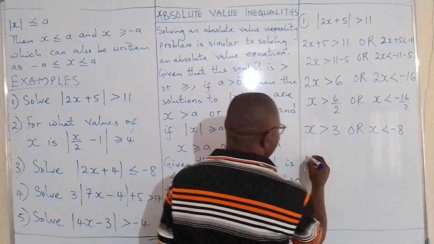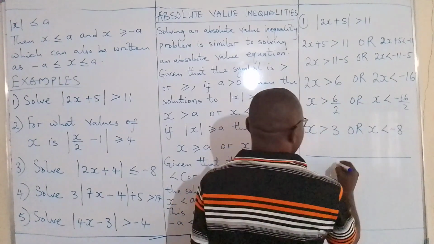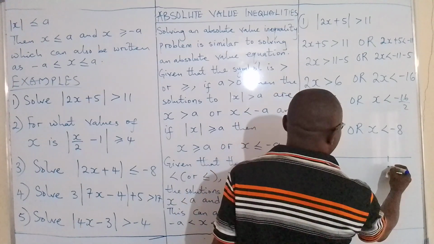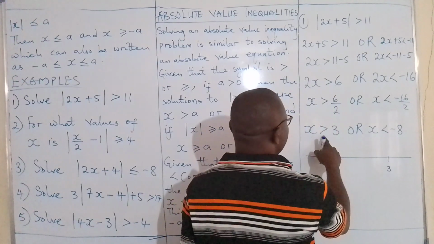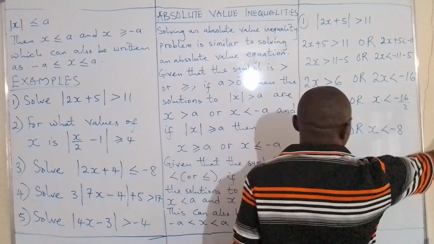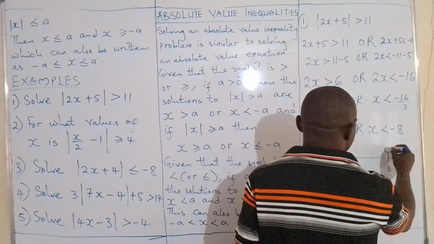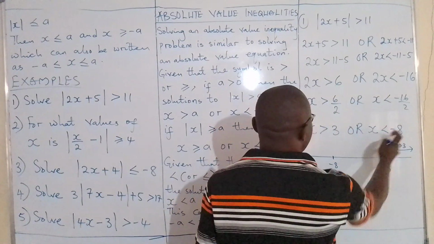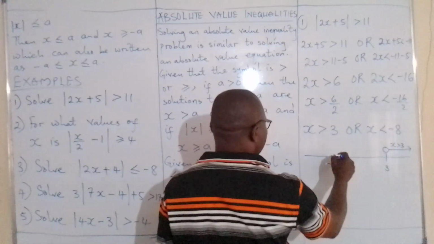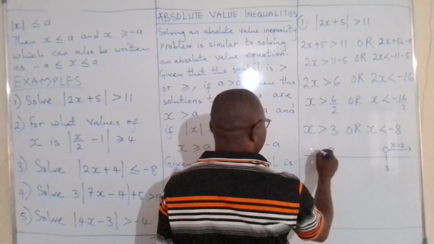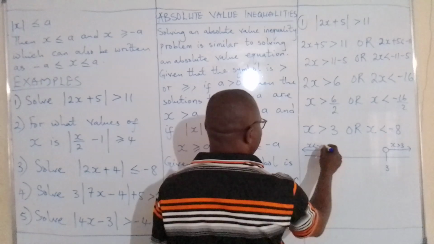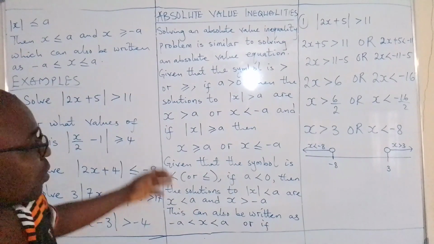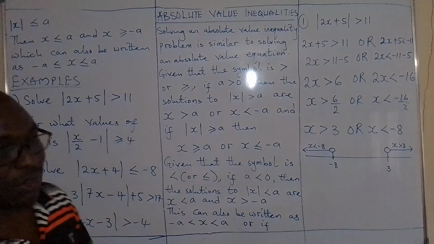And assuming you want to represent that on a number line, it will look like this. This is where we have negative 8. This is where we have 3. X is greater than 3. All the numbers this way are greater than 3. So it will look like this. Go that way. Then x is less than minus 8. All the numbers this way are less than minus 8. So it will look like this. X is less than minus 8. So that is the answer to this particular question.